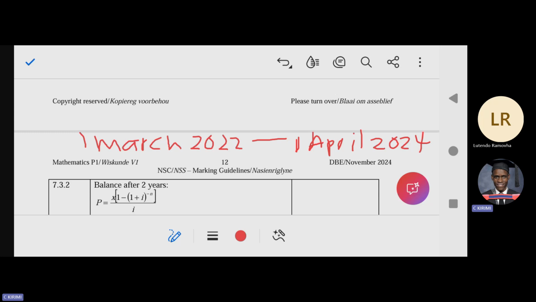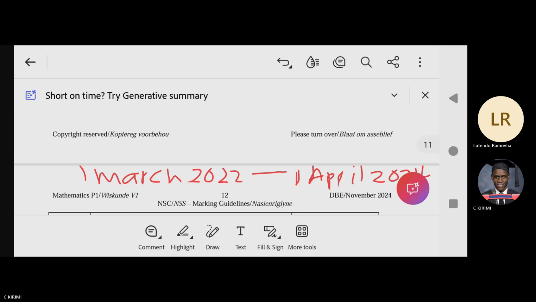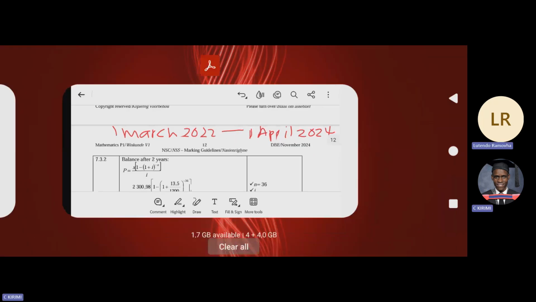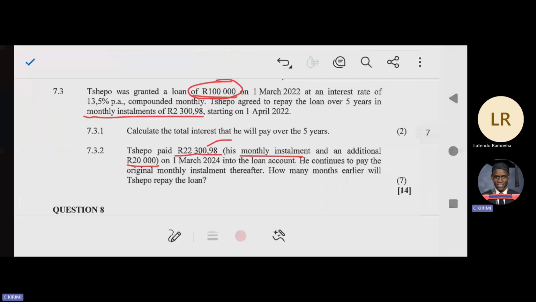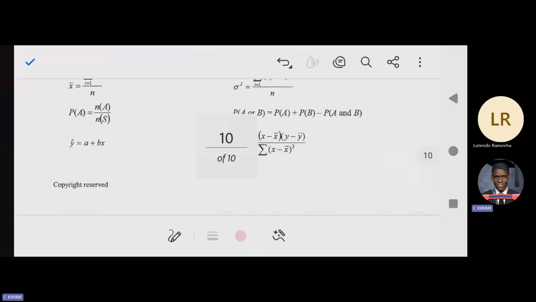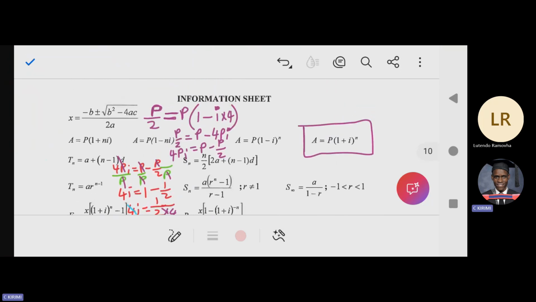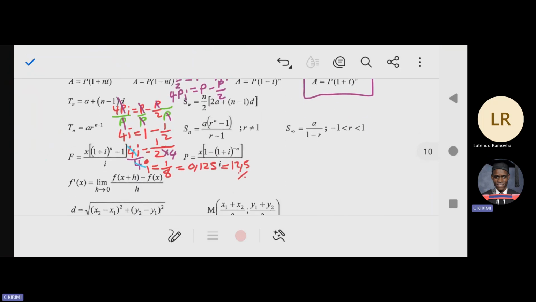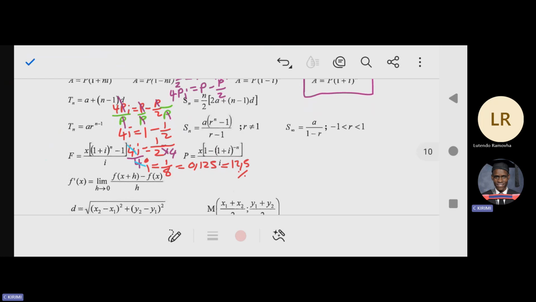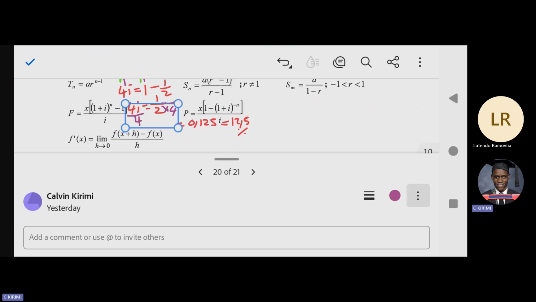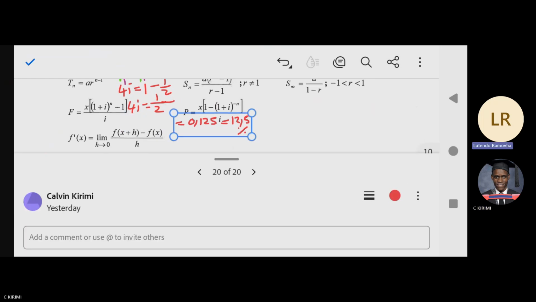So how are you going to calculate the balance? If you go on a formula sheet for paper 1, you are going to notice that there are some formulas here where you are going to be given PV and FV. So let's use those formulas, PV and FV values. Okay.